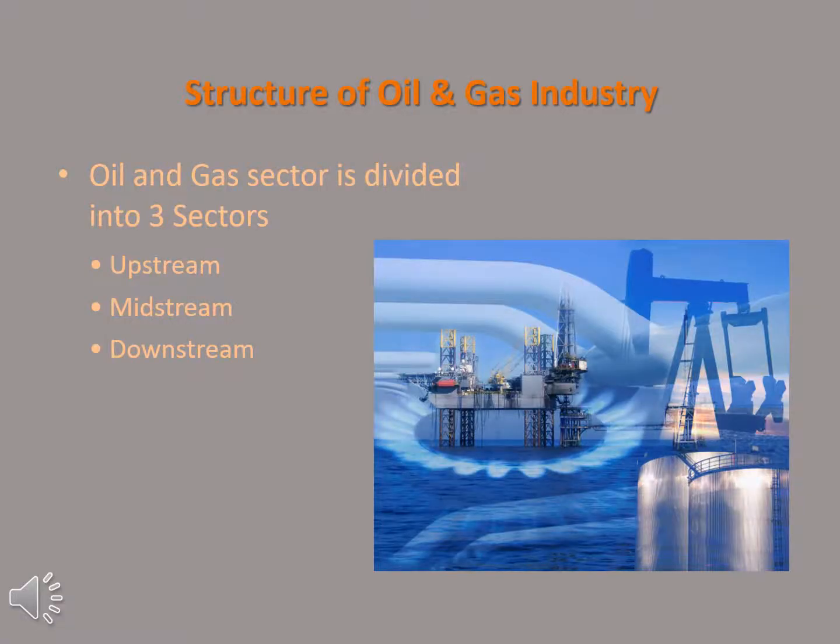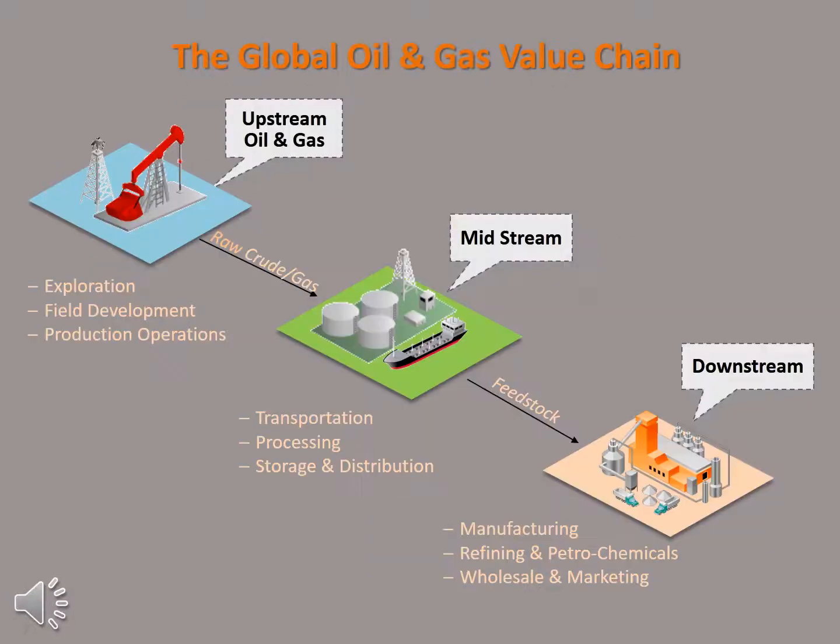When we talk about the structure of the oil and gas industry, we usually talk about the value chain of the industry itself. Generally, it is broken down into three categories: upstream, midstream, and downstream. As we mentioned in the previous slide, the industry is broken down into three sectors: upstream, midstream, and downstream. Here is the illustration of it. Each one of the sectors has its own specialties.